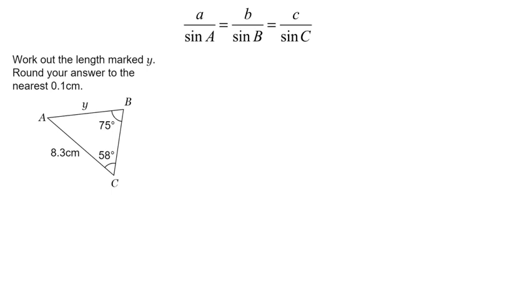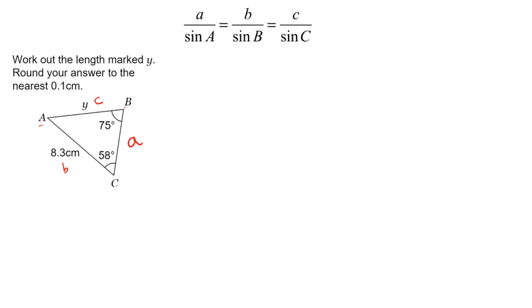So here we are being asked to work out the length marked y, rounding your answer to the nearest 0.1 centimetre. Fine. So to begin with, we need to label our sides. So this is angle A, so this is side A. This is angle B, so this is side B. This is angle C, so this is side C. And remember, we label our sides with lowercase letters.